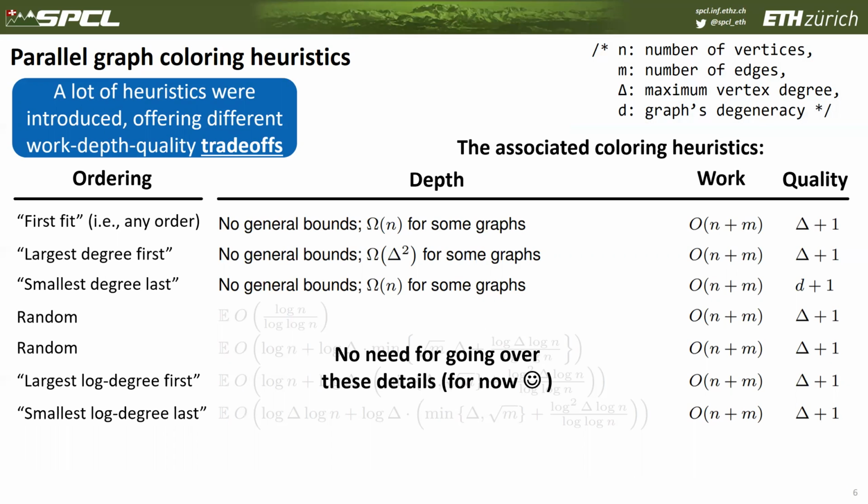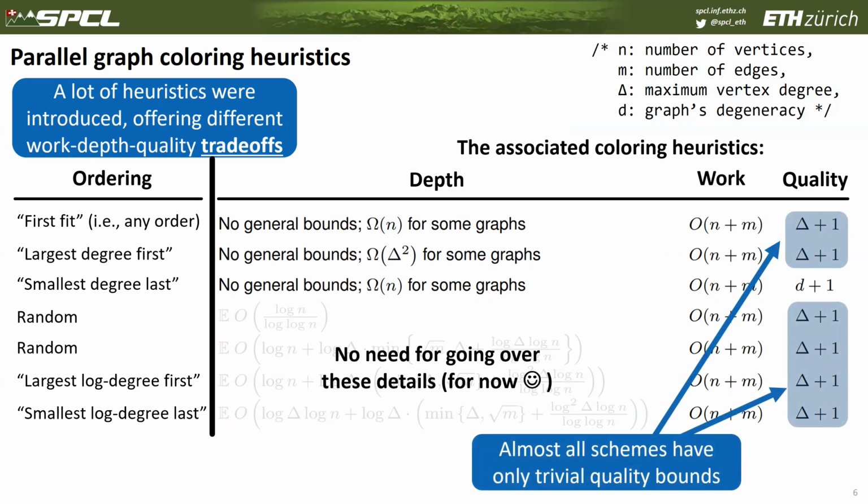What is important to realize is that this ordering is some kind of algorithm itself, so it comes with some bounds for work and for depth. The associated coloring heuristic based on this order usually has different depth and work bounds. Another important observation in this table is that almost all of these schemes for coloring have only trivial quality bounds, these delta plus 1 bounds that immediately fall out from the general formulation of this heuristic.